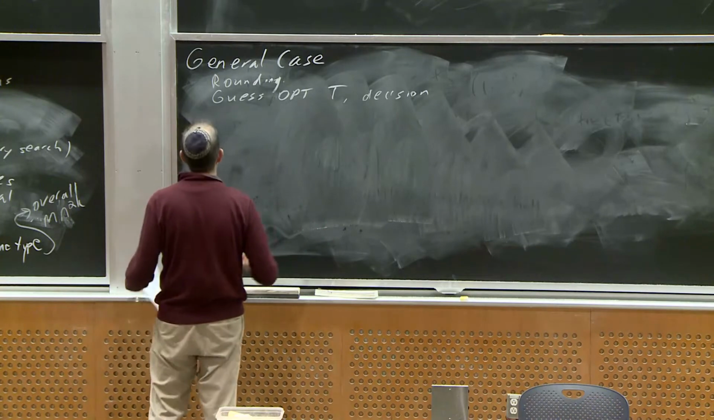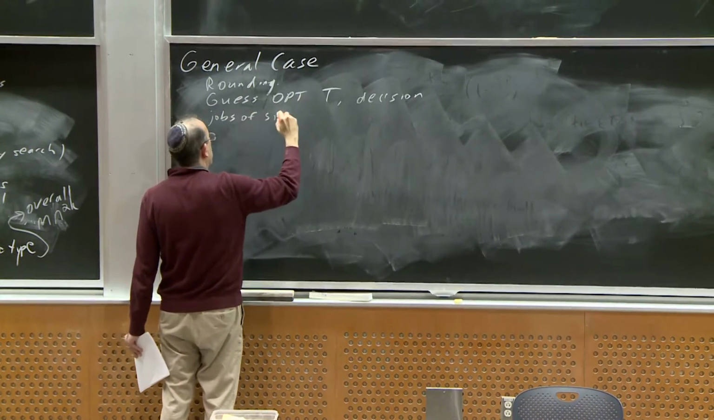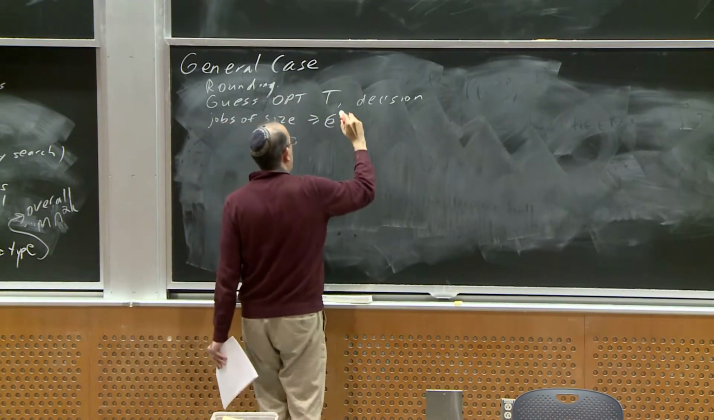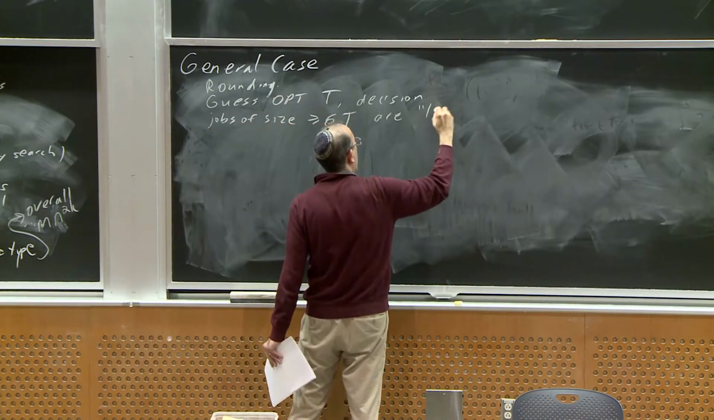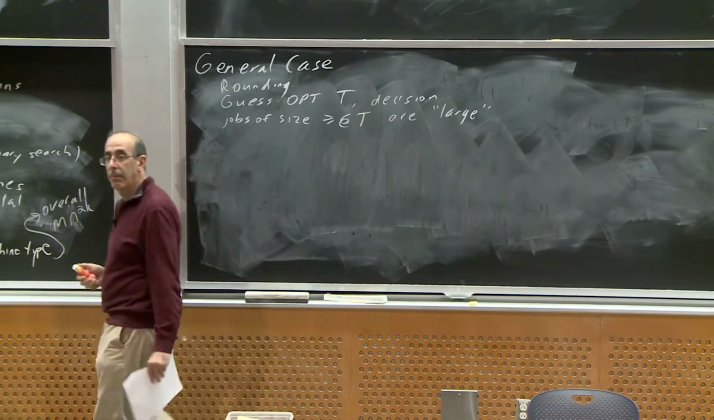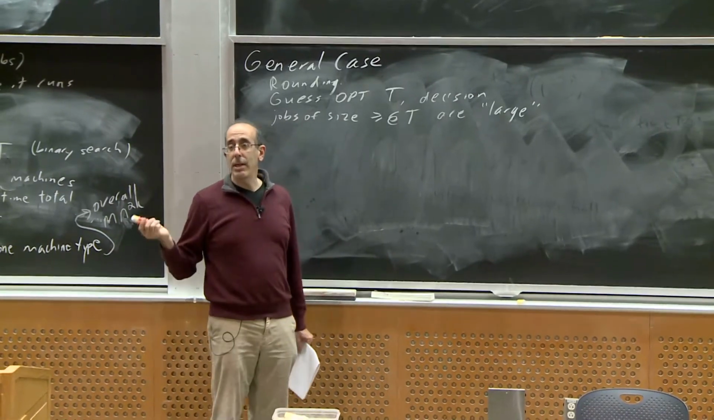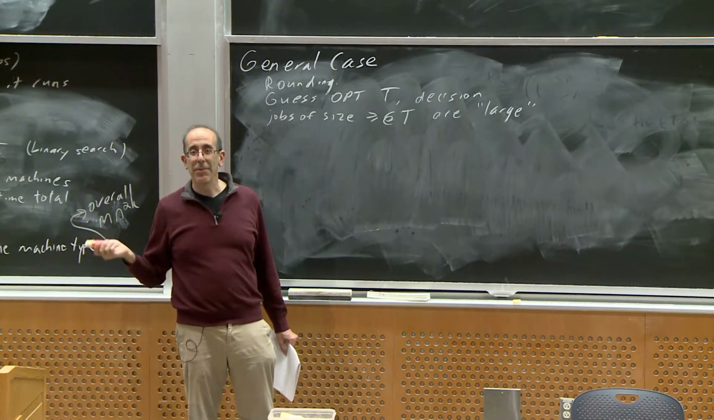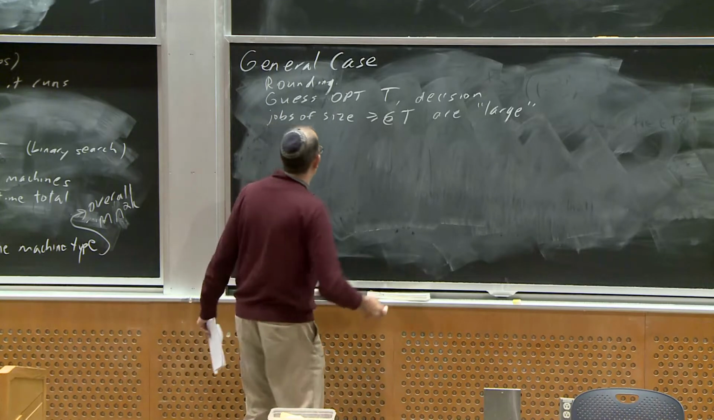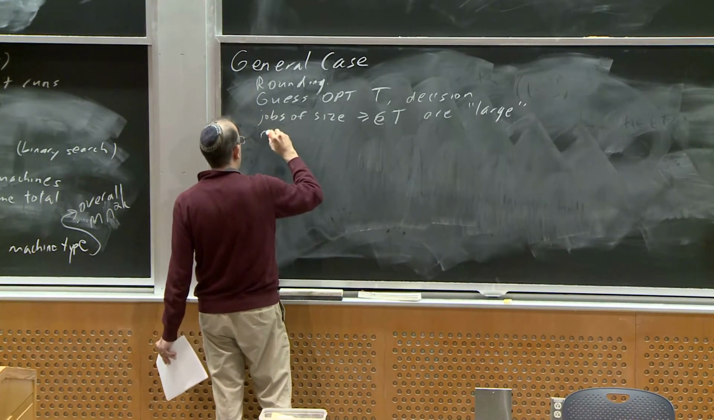So what I'm going to say is that jobs of size larger than epsilon t are what I will call large jobs. Okay. So these are jobs. Notice that if the optimum is t, no job can be bigger than t, right? Because it won't fit.